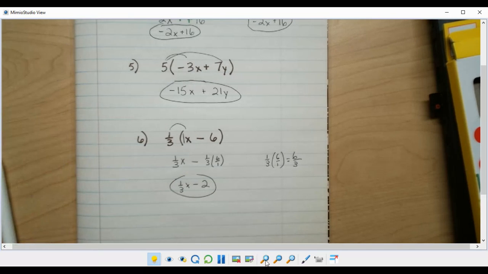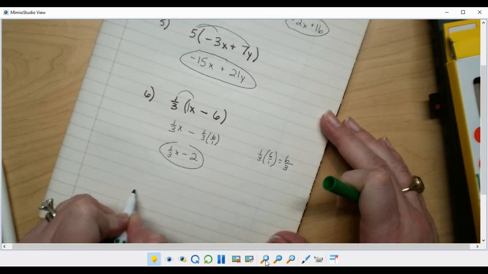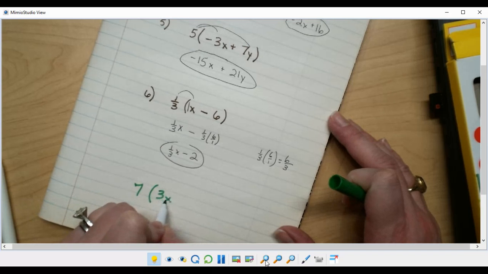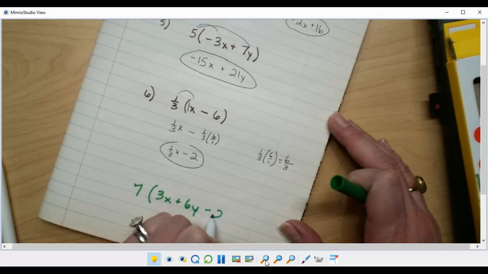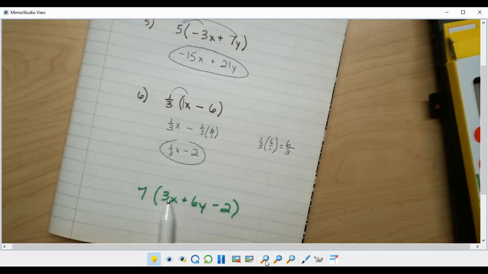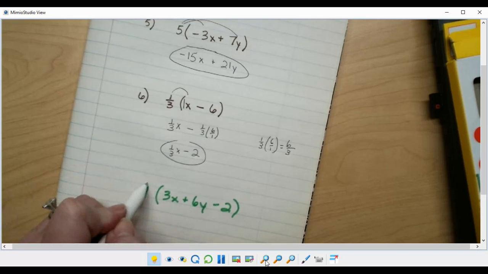All right, I have one last example for you. This is your bonus. Let's say that I've got 7 times 3x plus 6y minus 2. In this case, the class has 3 kids, right? 1, 2, 3. We would call them terms. The inside the parentheses has 3 terms. Nothing changes. We just have an extra thing to work with.